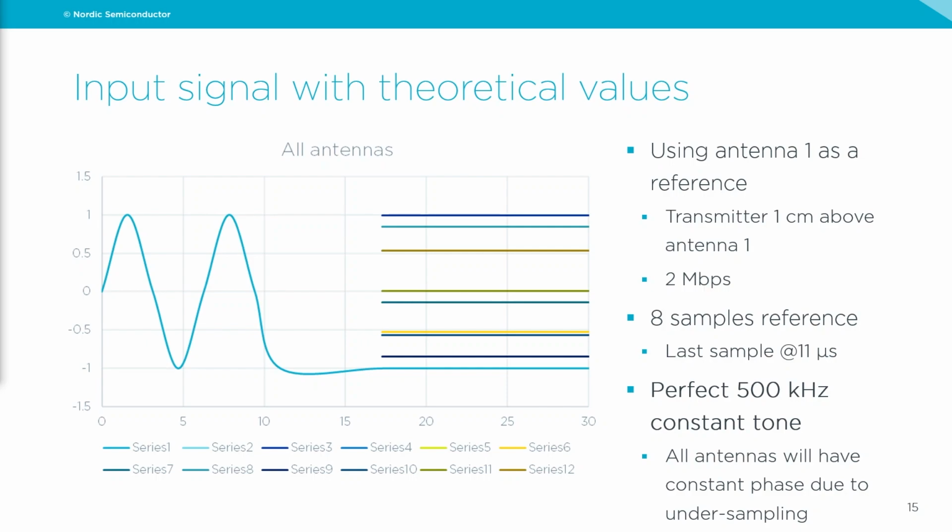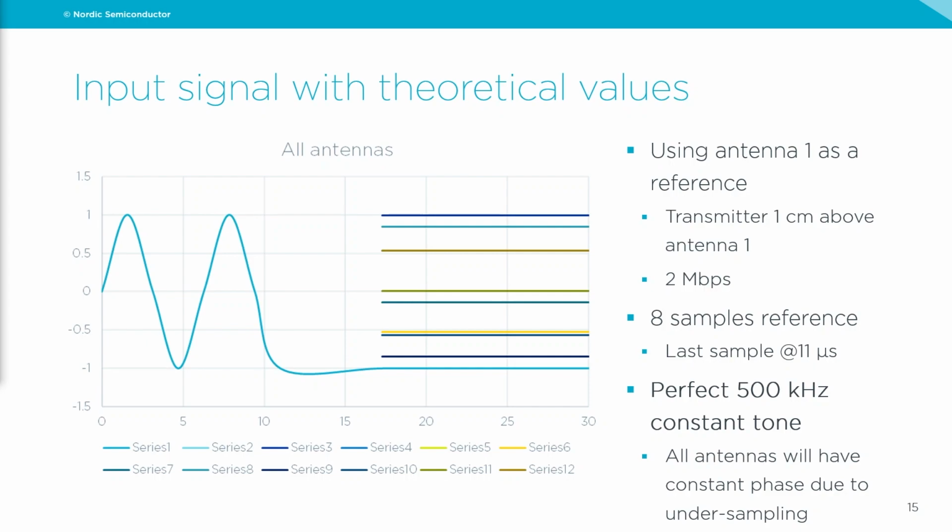So the blue series one here is the reference antenna. The signal that we're running with right now is positioned directly above the reference antenna, very close to it. It's only 1 centimeter above it. And the reason why I use this 1 centimeter is because then you get a very large phase change in the signal, because the angles become very, very pointed.